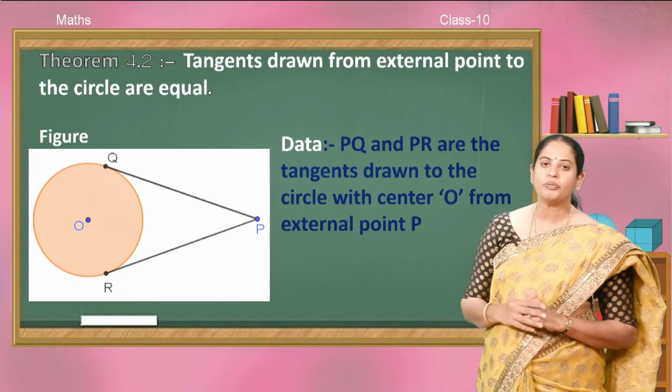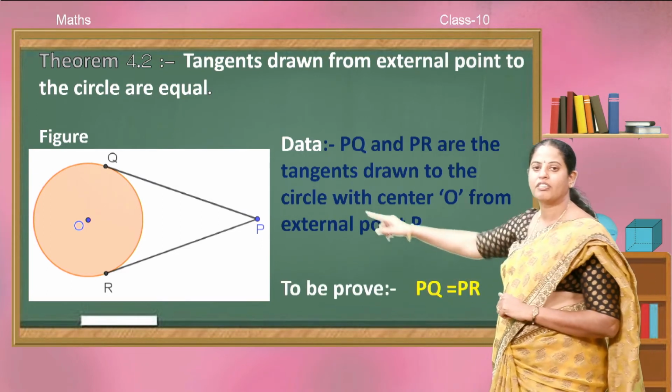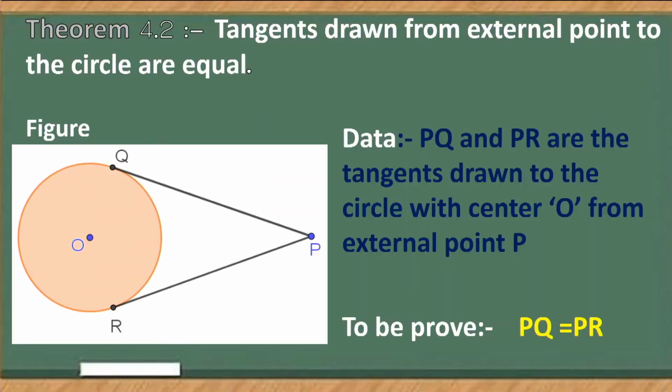What we have to prove? We have to prove that tangents are equal. Which are the tangents here from the external point? PQ and PR. We have to prove that the length of PQ is equal to the length of PR. Both are equal, we have to prove.